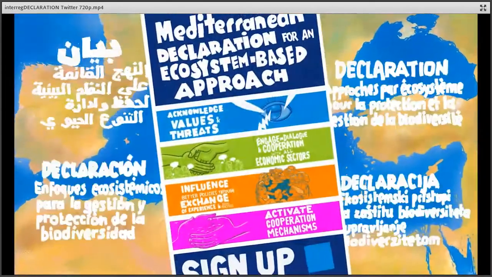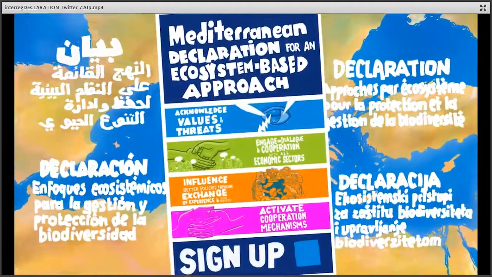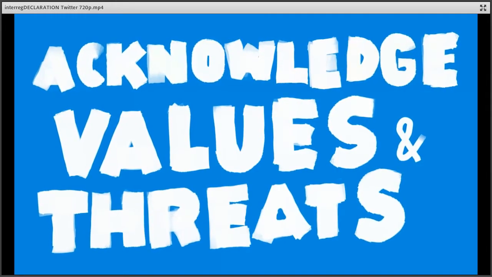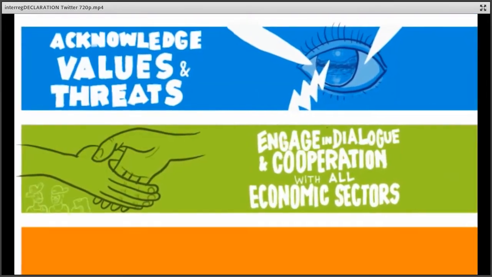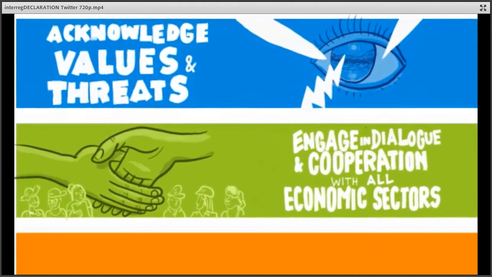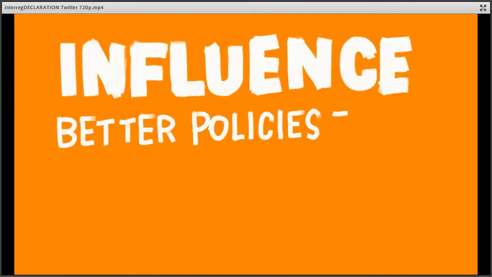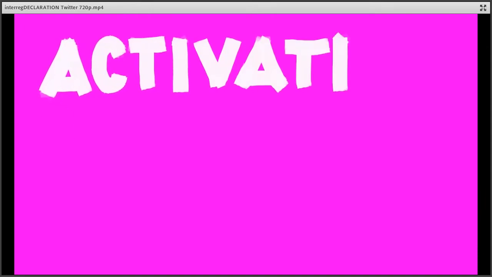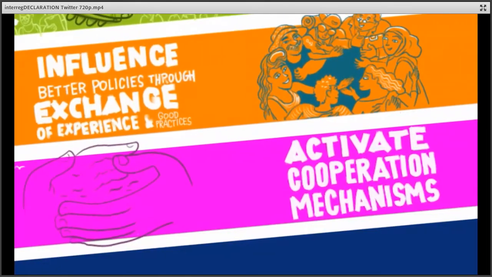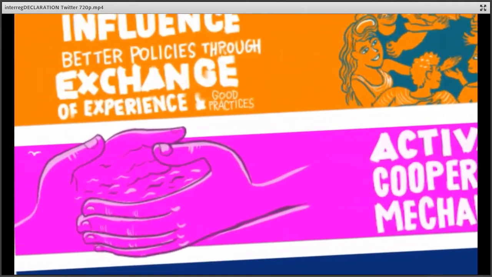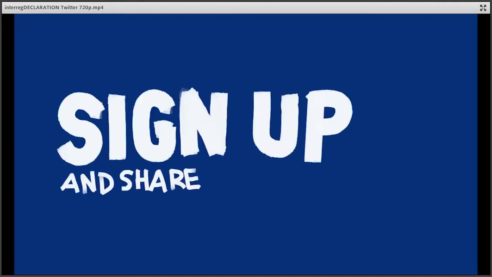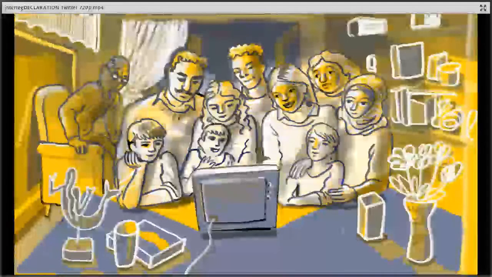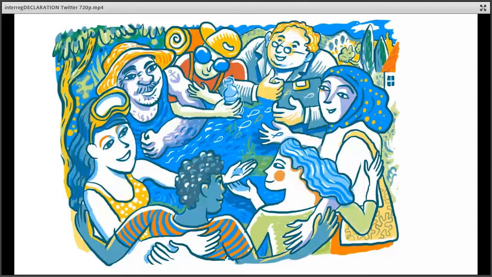Our declaration is an important step to protecting our future. Its main points of action are to acknowledge the value of and threats to the Mediterranean, to engage in dialogue and cooperation with all economic sectors for a sustainable future, to exchange experiences and good practices to influence better policies and practices, to activate cooperation mechanisms for effective biodiversity conservation and ecosystem management. Sign up and share our declaration for the Mediterranean today, because together we are stronger and more effective. All together for a better Mediterranean.